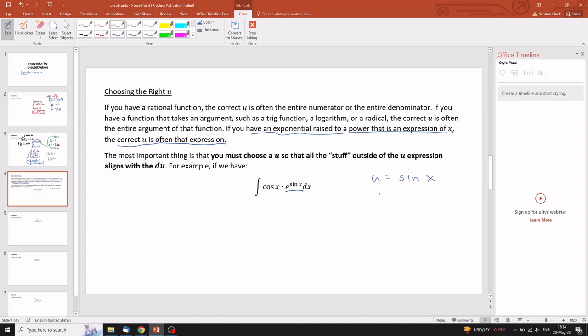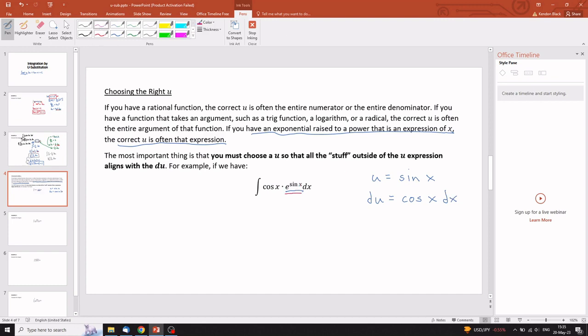And then let's see if we can skip the intermediate steps this time and go directly to the du. Du would be cos x. A lot of my students do it this way and then they forget the dx. Don't forget the dx, very important. So does that align with the outside stuff?